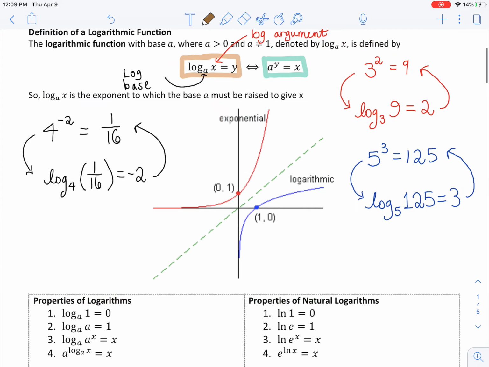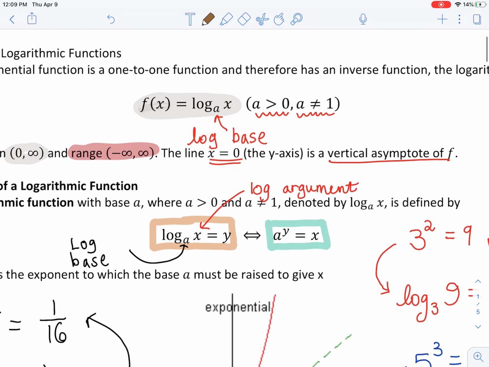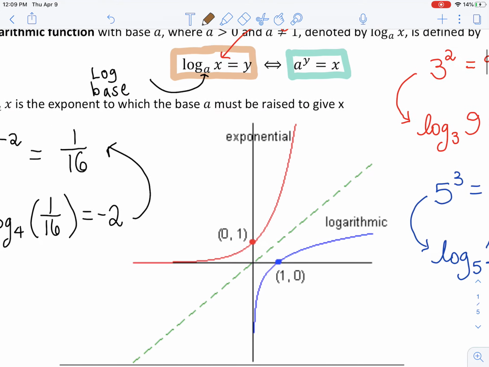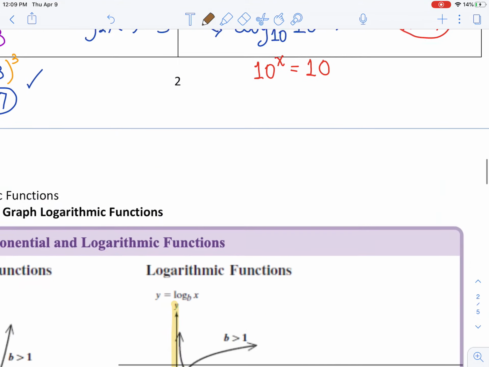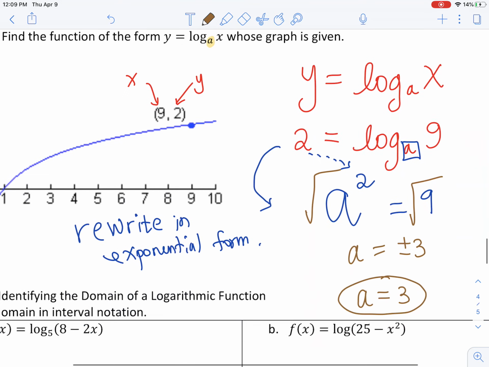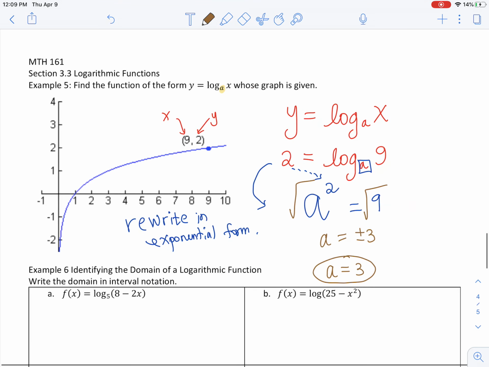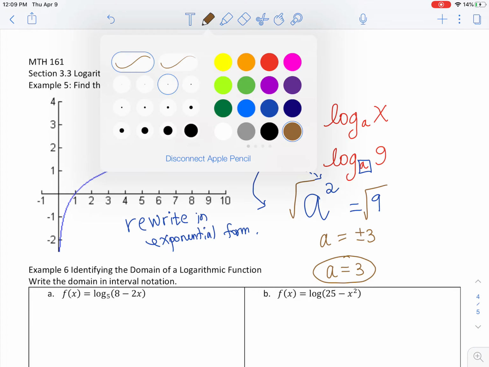Because remember, in the very first video that we mentioned, take a look at this part for me. The base has to be greater than 0. So we're not going to accept the negative log base, okay? That's why we throw out the negative 3. Otherwise, if you're just solving a regular equation, a squared equals 9, I do want you to write plus or minus 3. So we found what a is.